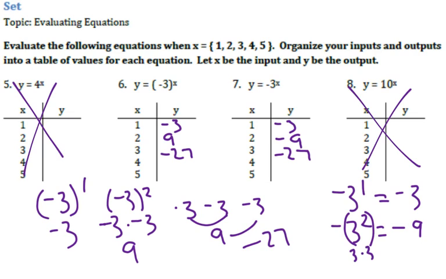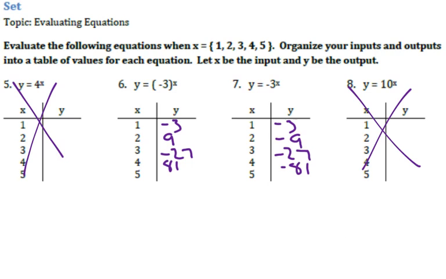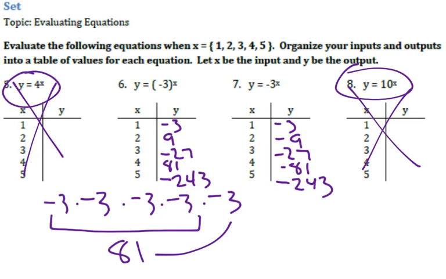Then for 4, we'd just be multiplying it again by that -3. So +81, -81. And for the 5th, it would be kind of similar. -3 times -3 times -3 times -3 times -3. So basically we know that those equal 81, so just times it by -3 again, and we'd get -243. So that's basically all you do. And you can use a calculator to help you do that part. So just do it for 8 and 5 as well.